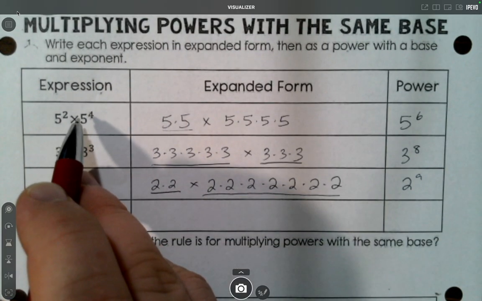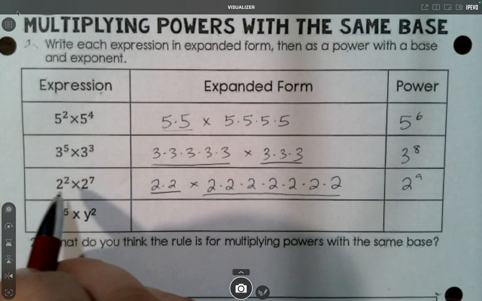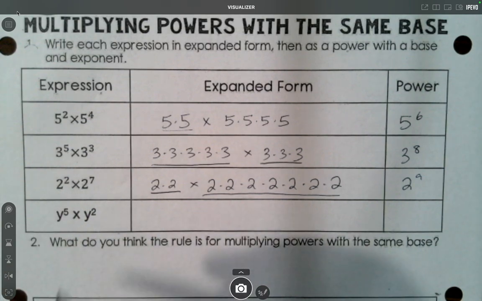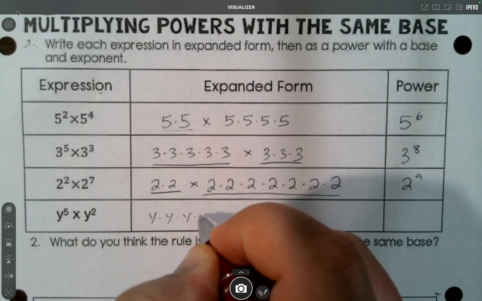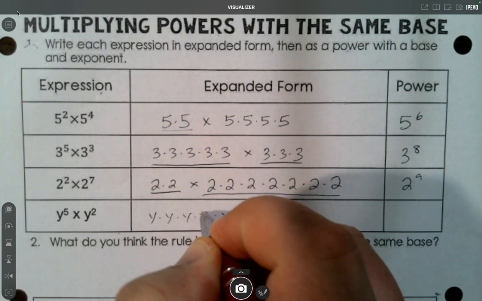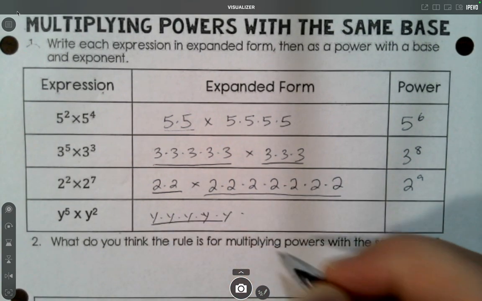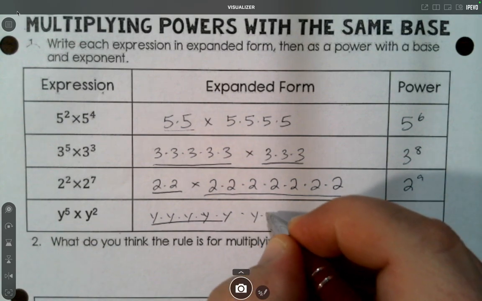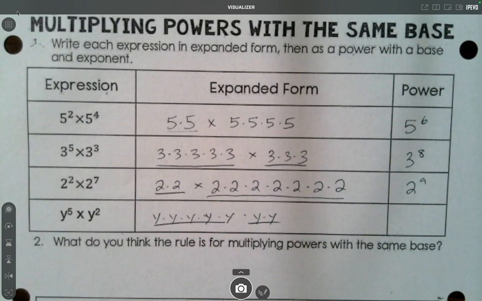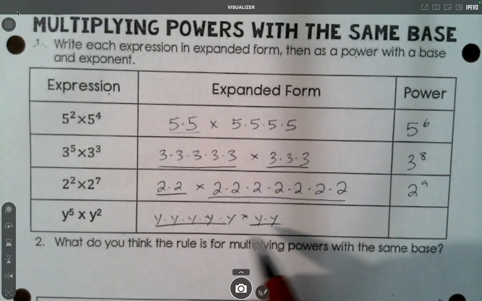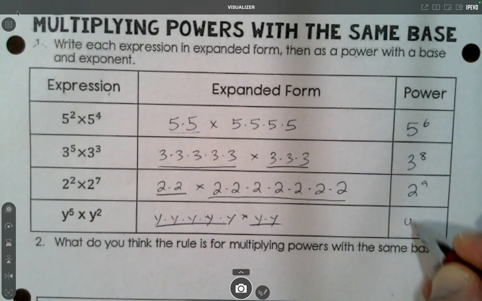And just as this rule will work with numbers as the base, it works with variables as the base also. So y to the 5th means y times itself 5 times. y squared means y times itself 2 times. So we count 1, 2, 3, 4, 5, 6, 7. So that is the same as y to the 7th power.